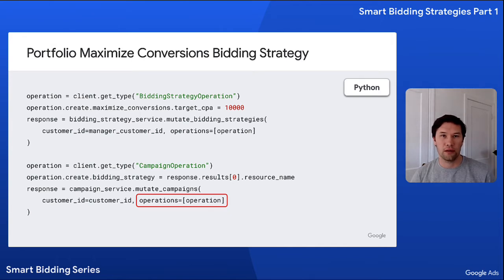A quick aside, there are different ways to structure mutate requests that include operations for different types. I won't go into detail in this video, but we have an excellent guide on that subject that you should check out. I've included a link in the description.